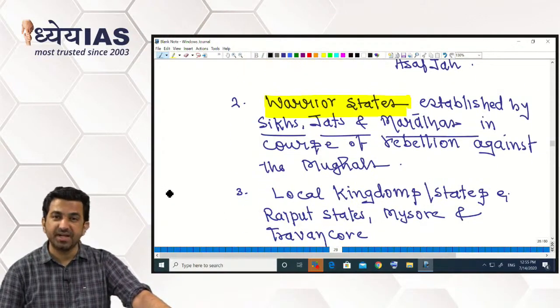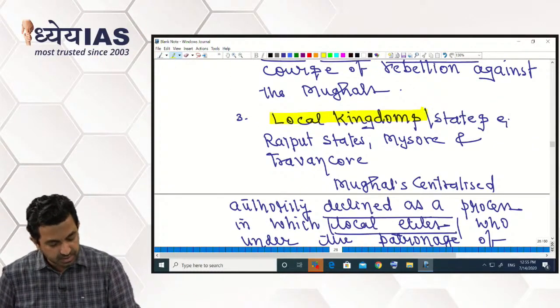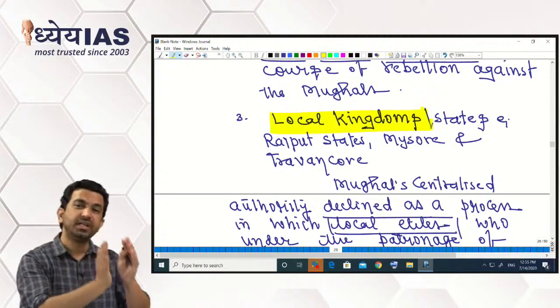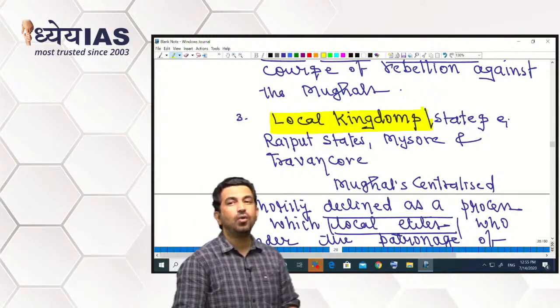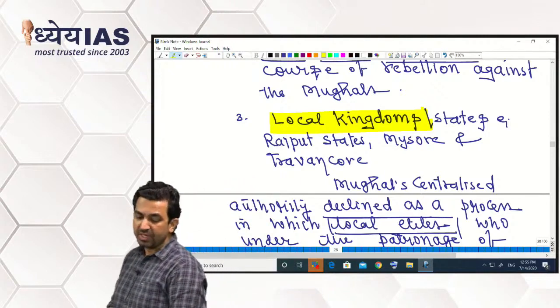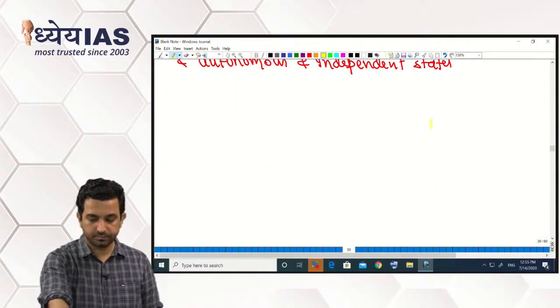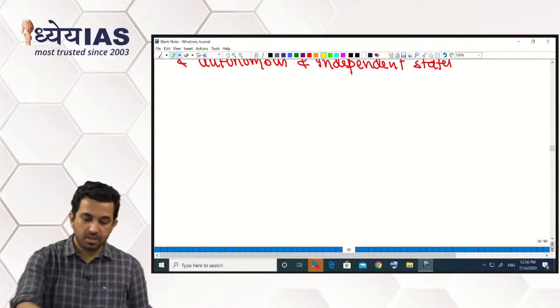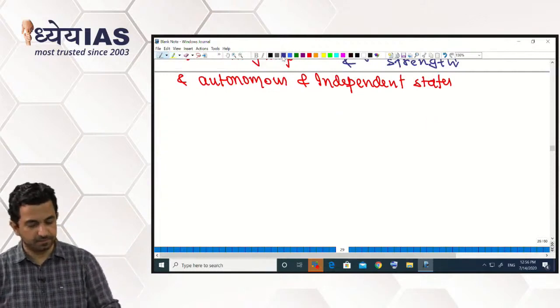Then there were warrior states founded by Sikhs, Jats and Marathas in the course of their rebellion against the Mughals, and there were local kingdoms located outside the boundaries of the Mughal Empire, like Rajput states, Mysurian states and Travancore. Right. Next paragraph.